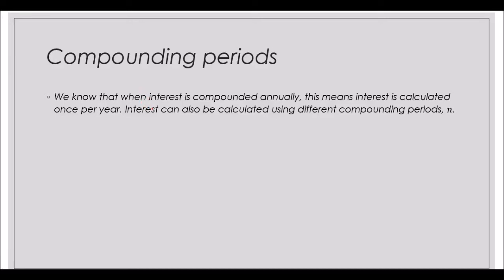We know that when interest is compounded annually, it means that it's compounded once a year. So that's what that means, yeah? Compounding annually means compounding once per year. Meaning that you're just being paid a new amount of interest every year, once a year. But interest can also be compounded or calculated in periods. Meaning that instead of just once a year, your money could be compounding twice a year, 3 times a year, 4 times a year. Okay?